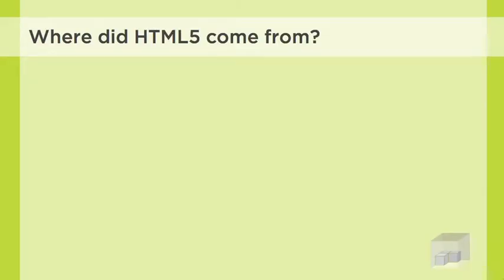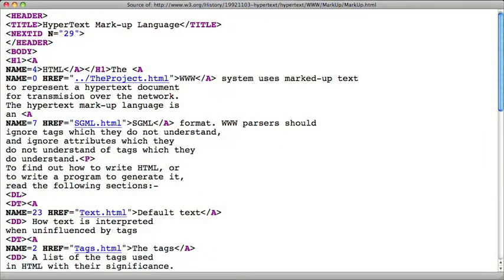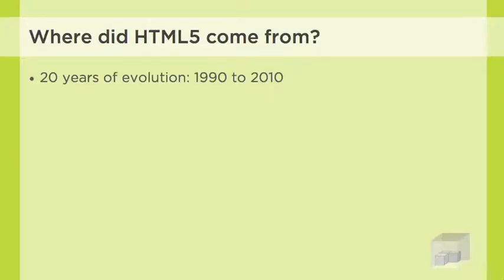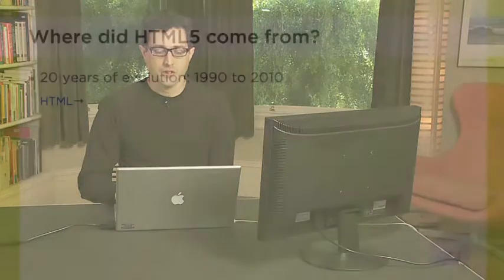So let's talk about where HTML5 came from. HTML was first invented by Tim Berners-Lee in 1990, and it's essentially undergone about 20 years of evolution. That's a long time for a technology to still be around, still be relevant, and be growing. So it's certainly the exception when you look at numerous technologies that are out there.